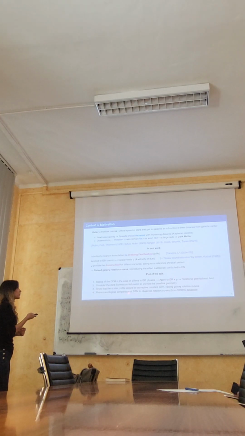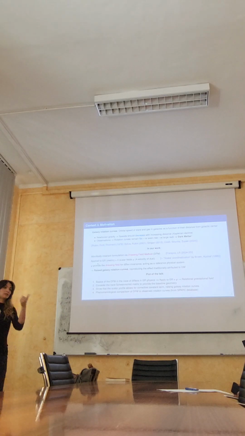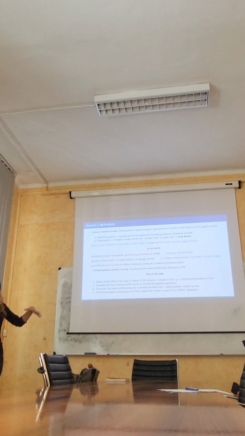Then we will consider the very simple Schwarzschild metric to provide the baseline geometry, and here is one first assumption. I'm assuming spherical symmetry with a central mass, to simplify a bit the treatment of the model of the galaxy. And then we will show that the scalar profile allows, when we express the rotation velocity, a corrective constant term, allowed by the dressing via the scalar, and therefore it will allow consistency. We will do a phenomenological comparison of the dressed model to the observed galaxy rotation curve.